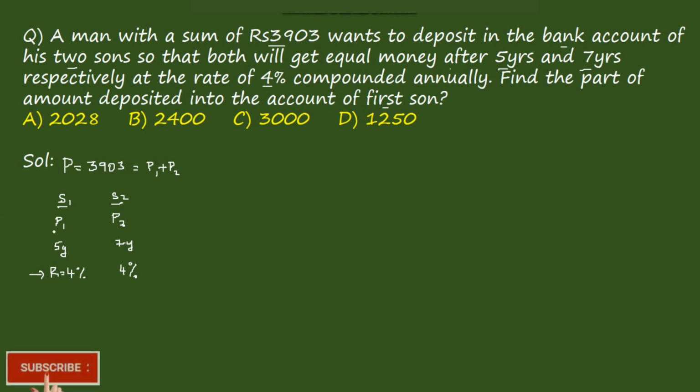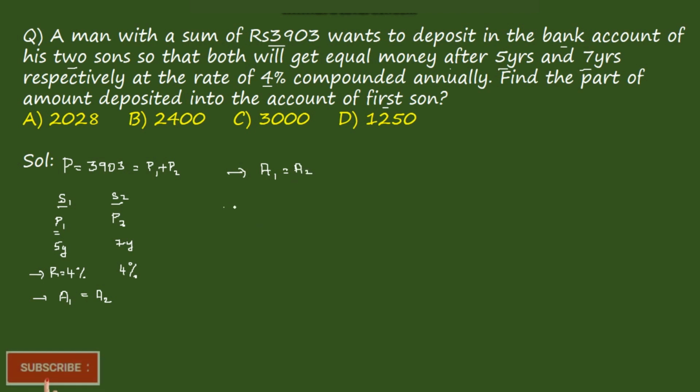You have to find the value of P1 now, right? How to find the value of P1 now? Here it is given that they'll be getting an equal amount. The first son will be getting the same amount as the second son. We know this, right? So the amount of the first one is equal to the amount of the second one.